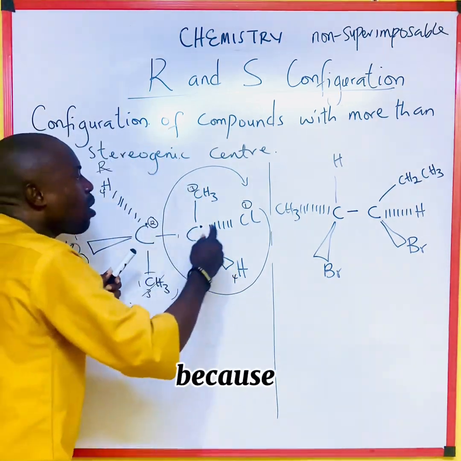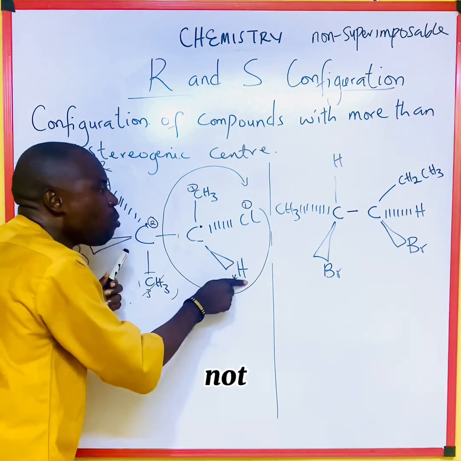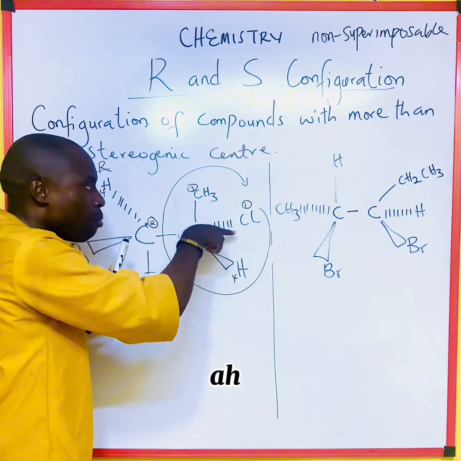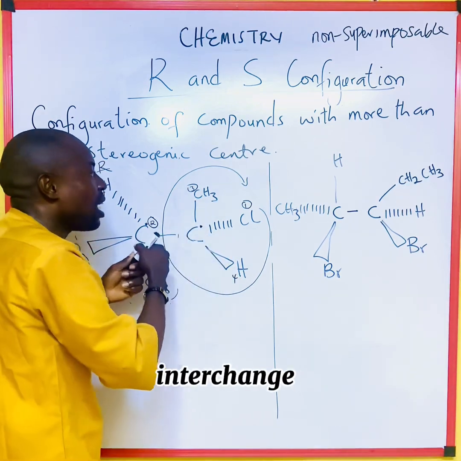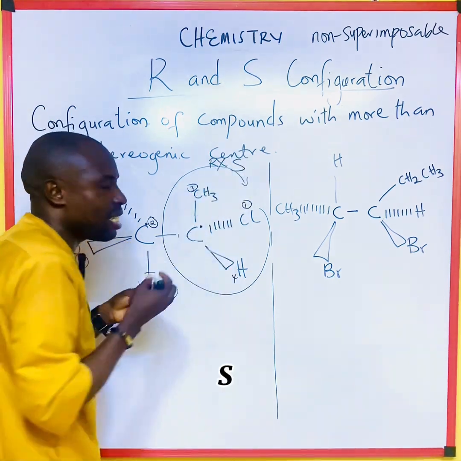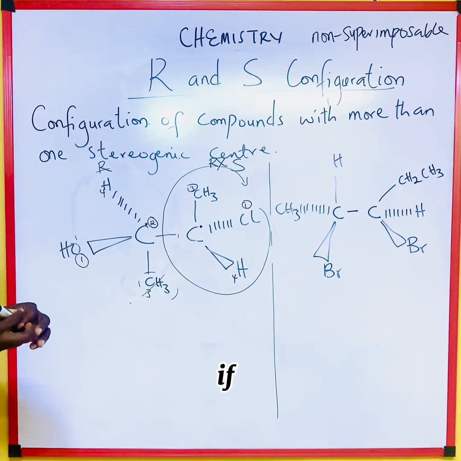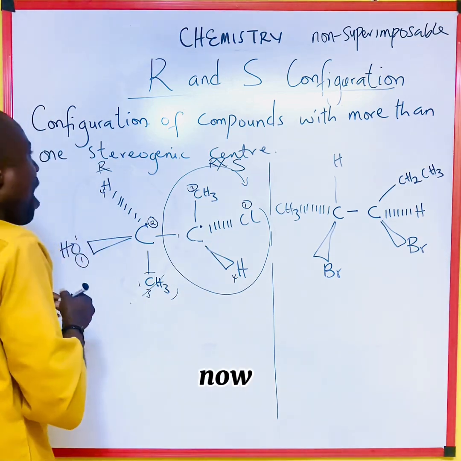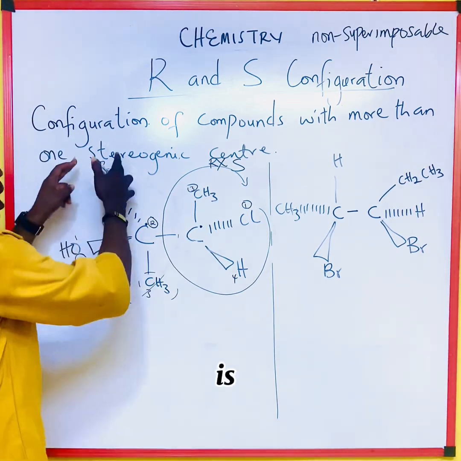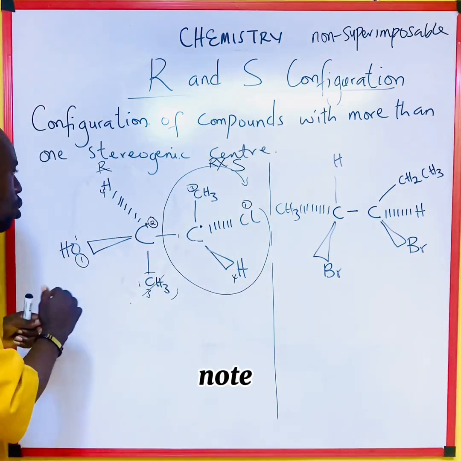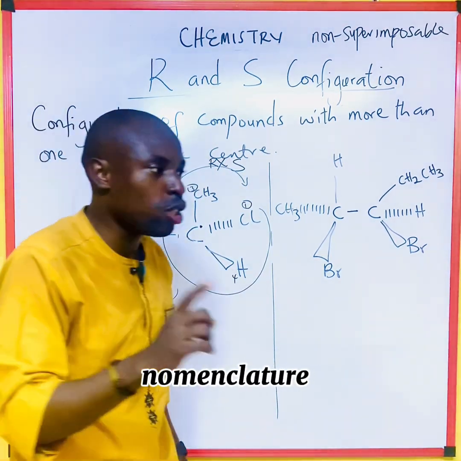Because this hydrogen atom was not placed in its correct bond, we will now have to interchange it. So we swap it. If it was R before, it will now turn to S. So now I've been able to define it like this: here is R, here is S. Take note. So I can now name it in nomenclature form.